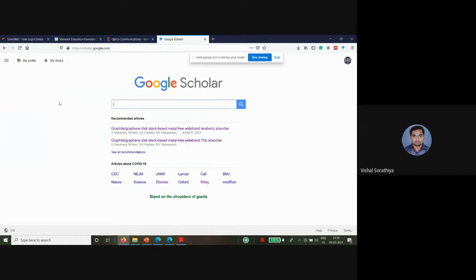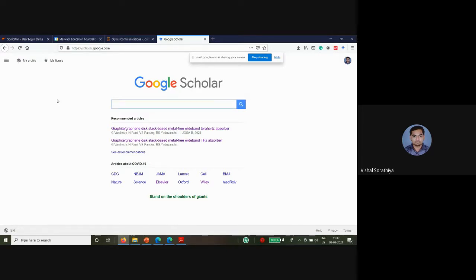Google will give you several results for whatever you search: images, videos, web pages, blogs, websites, several things. But Google Scholar specifically gives you scientific papers or scientific articles which were previously published by different publishers and different students.